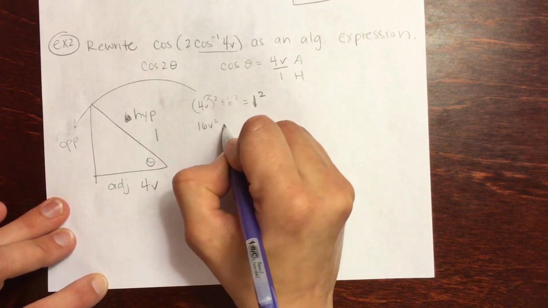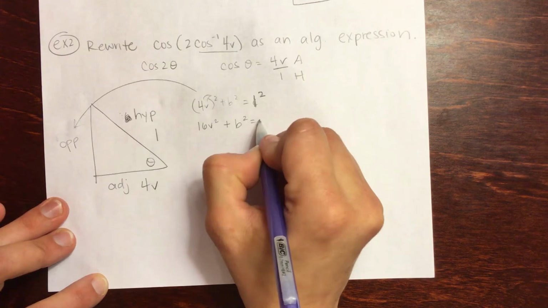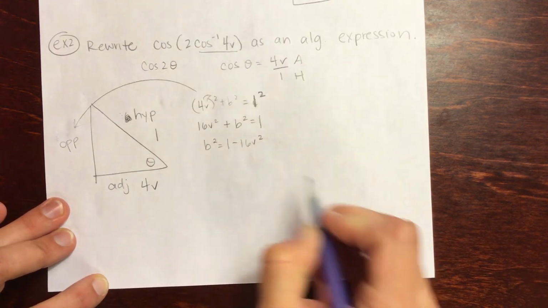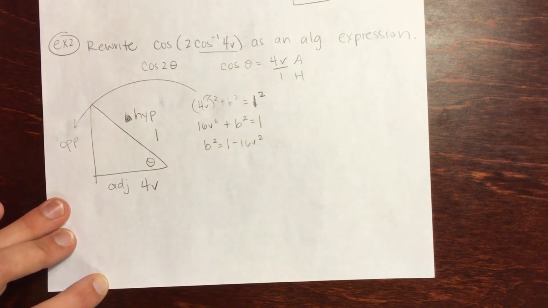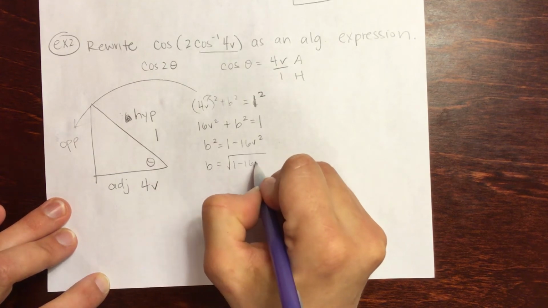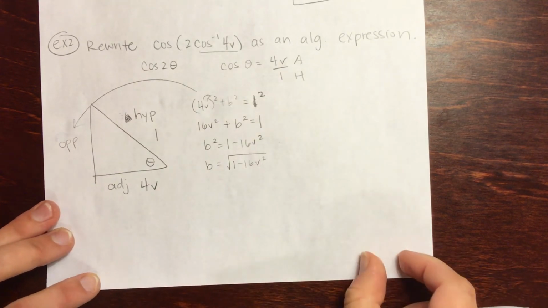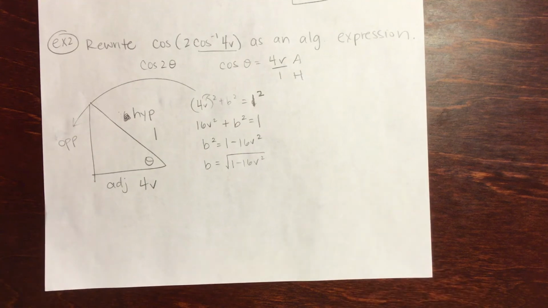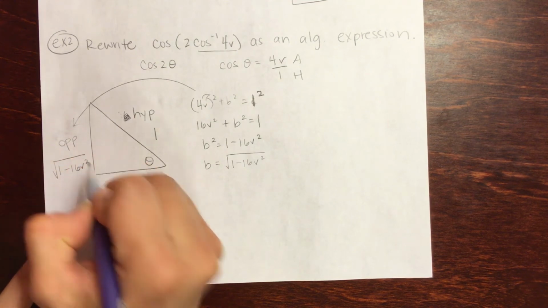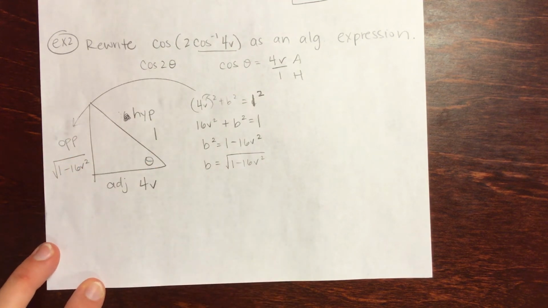Distribute your squared to both the 4 and the v. We can't combine like terms here because one has a v with it and one is just a number. And do not distribute your square root to the 1 and the 16v. That minus sign holds them together as one entity, so you can't distribute. You can only distribute a square root if you're multiplying only or dividing only. Because of that minus sign, we're going to just leave this as that long expression there.